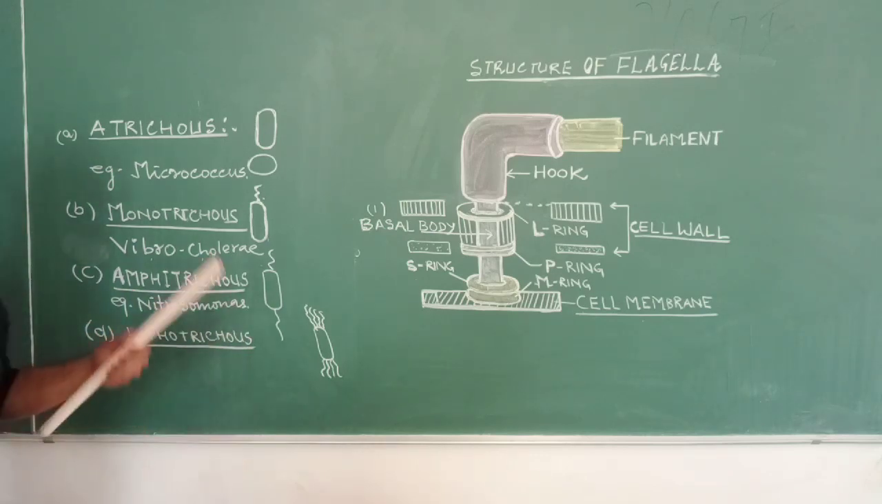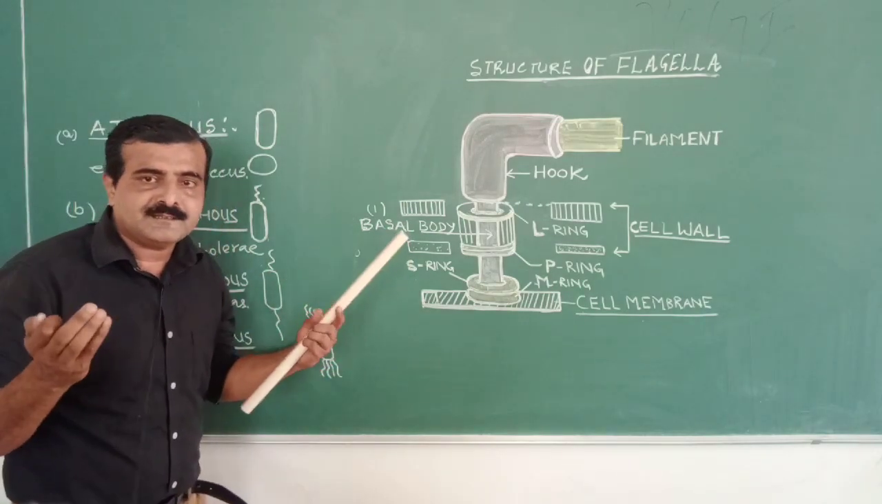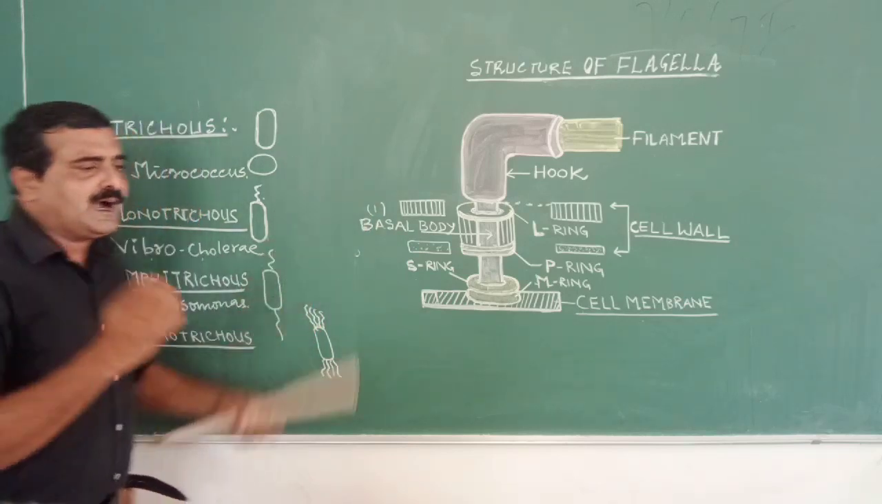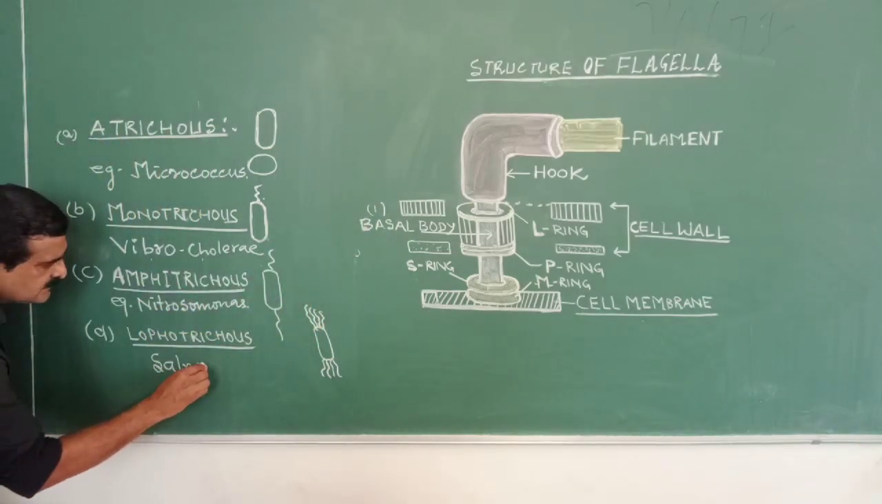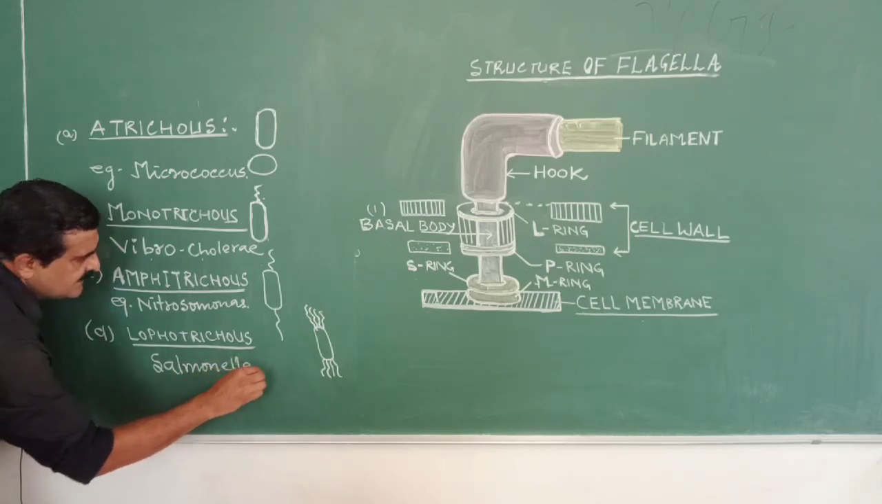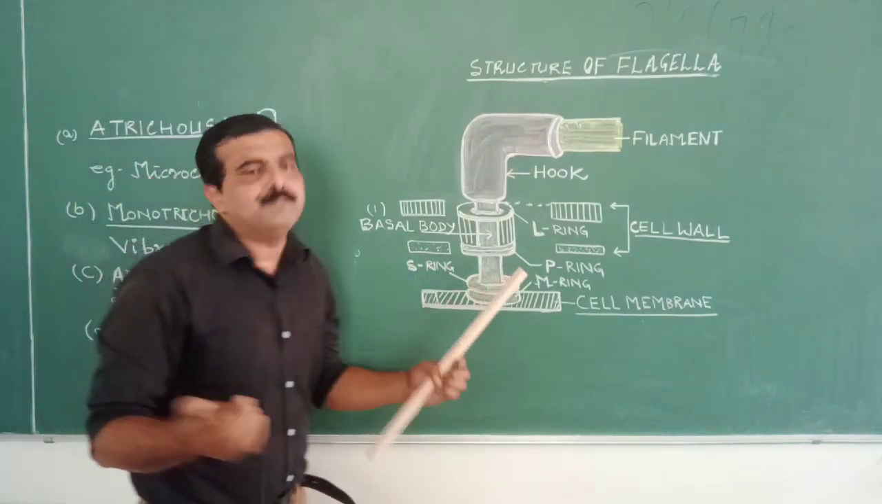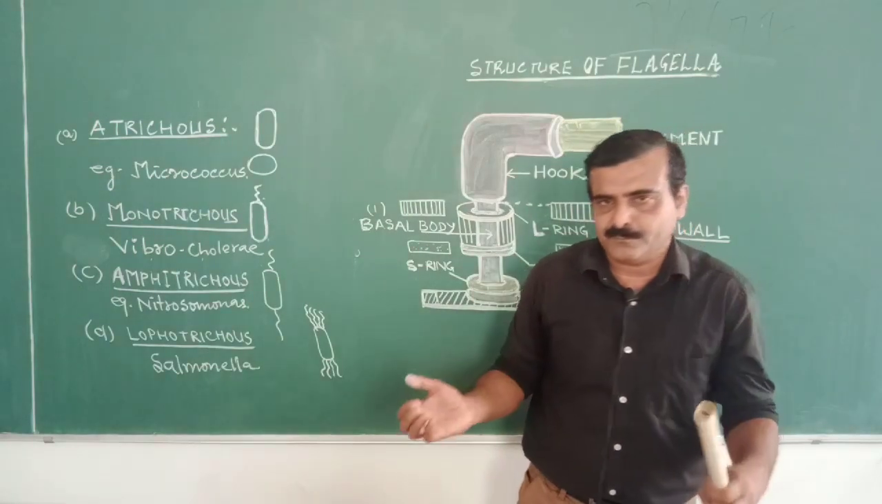Lophotrichus. And the example of Lophotrichus is Salmonella. The bacteria is Salmonella typhimurium, which is responsible for typhoid.